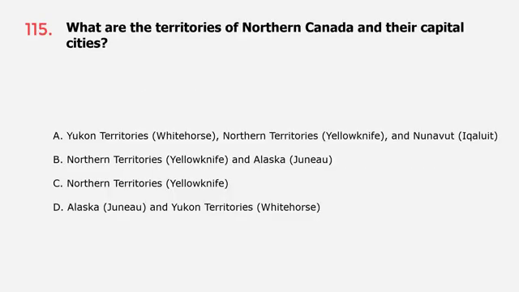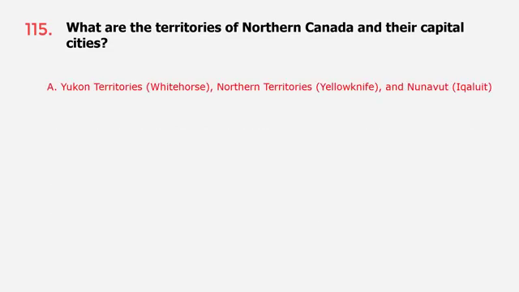Question 115. What are the territories of Northern Canada and their capital cities? A. Yukon Territories, Whitehorse. Northern Territories, Yellowknife. And Nunavut, Iqaluit. B. Northern Territories, Yellowknife, and Alaska, Juneau. C. Northern Territories, Yellowknife. D. Alaska, Juneau, and Yukon Territories, Whitehorse. The answer is A. Yukon Territories, Whitehorse. Northern Territories, Yellowknife, and Nunavut, Iqaluit.